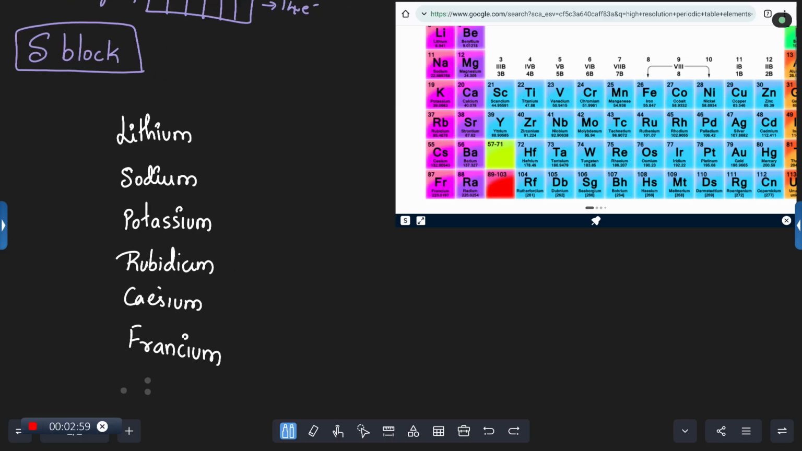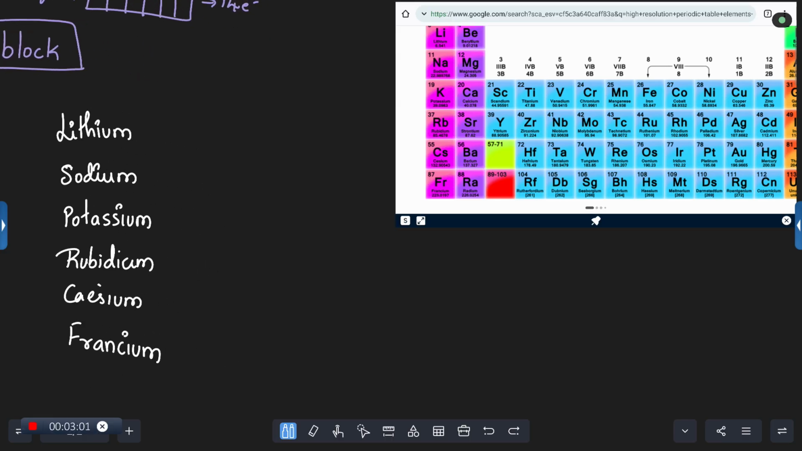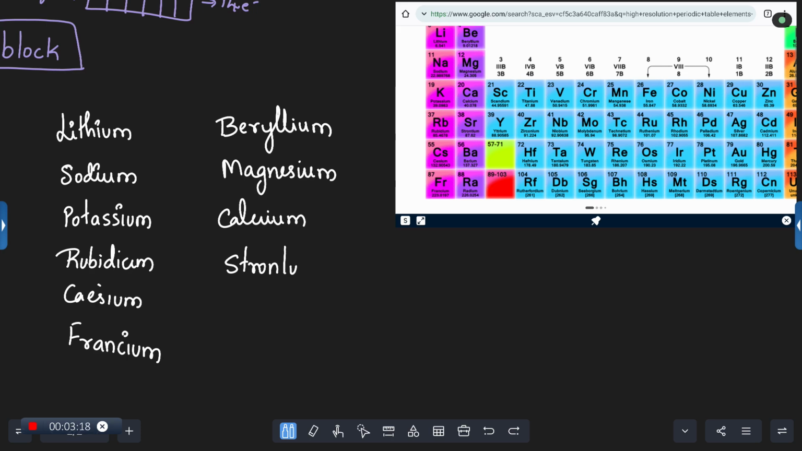So this is our first group. What is the second group? Beryllium. Magnesium. Yes, it's calcium. Strontium. Then barium.